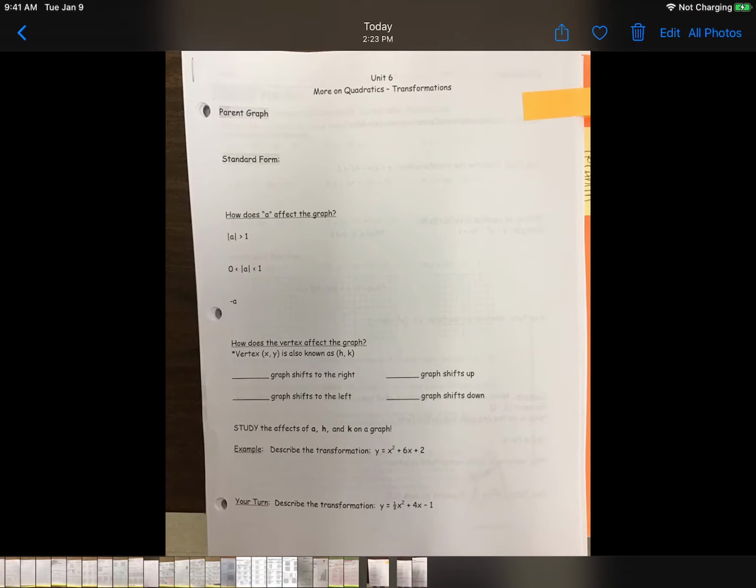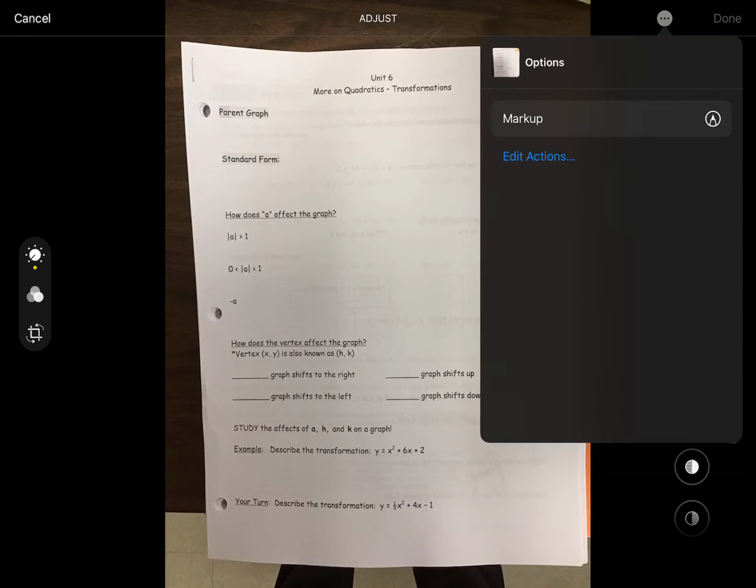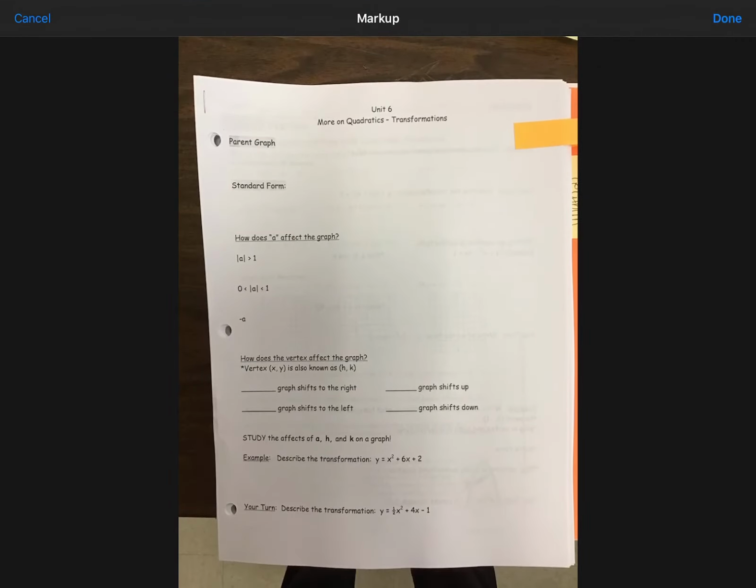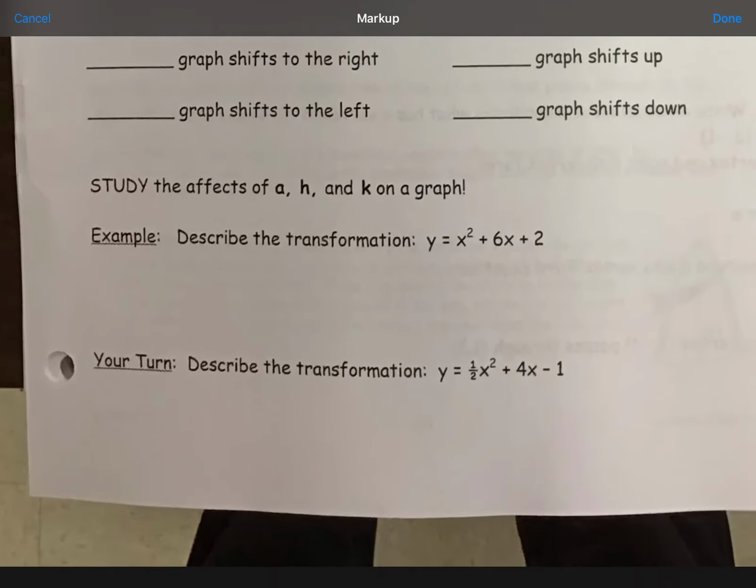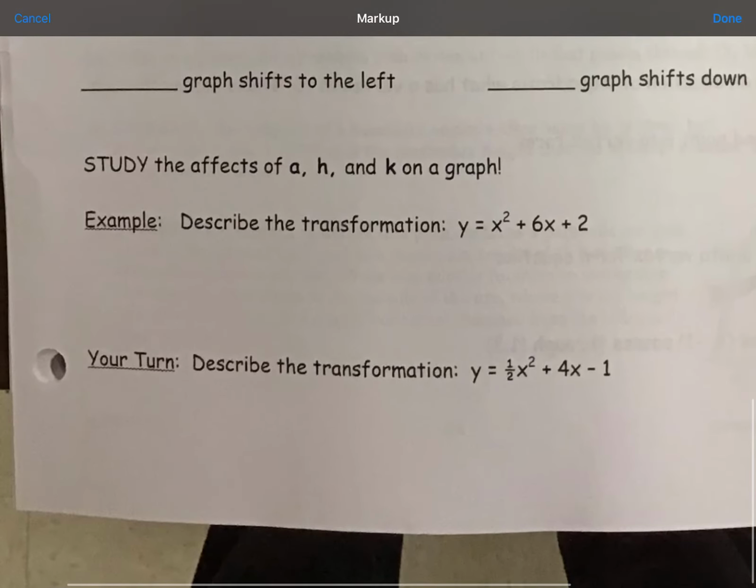So now you can pause the video and try the your turn problem down here at the bottom. You're going to describe that transformation. So find your a, h, and k, unpause the video, and see if you got them correct. All right, so my a value is 1/2. My h, I don't know yet, and my k, I don't know yet.